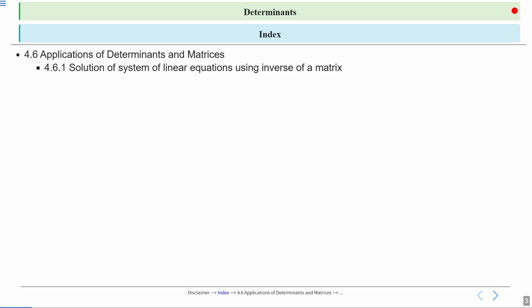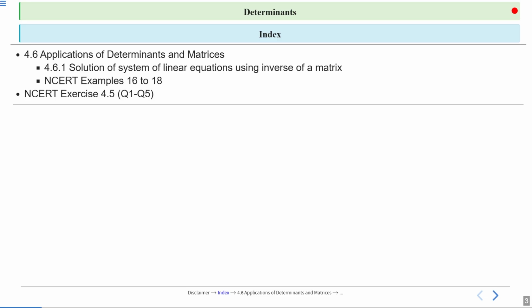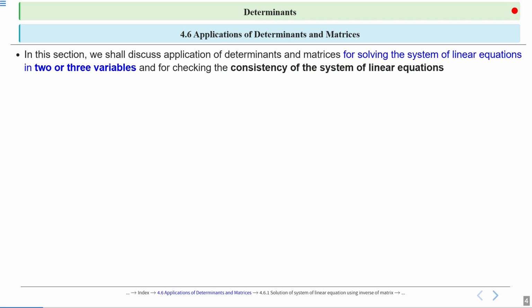In today's class we see how we can use determinants and matrices to solve a system of linear equations of 2 or 3 variables, and check the consistency of the system of linear equations, which means the system has a solution or it has no solution. We use determinants and matrices.